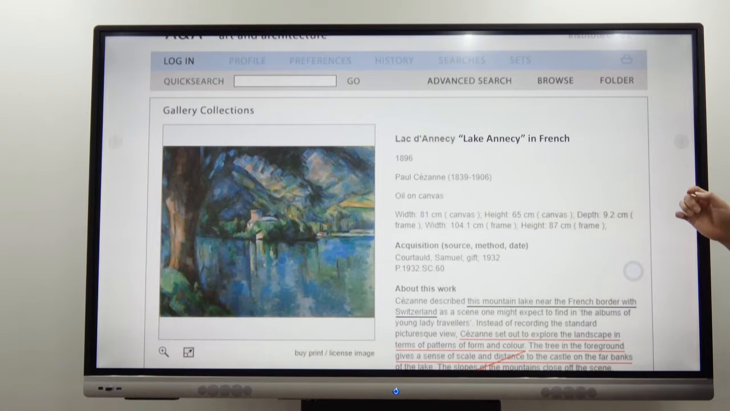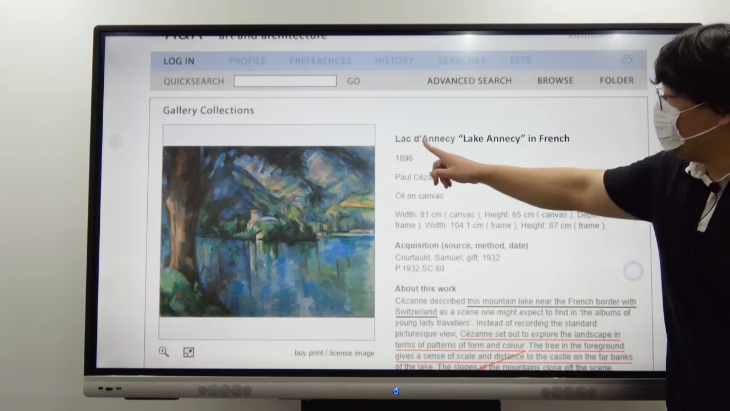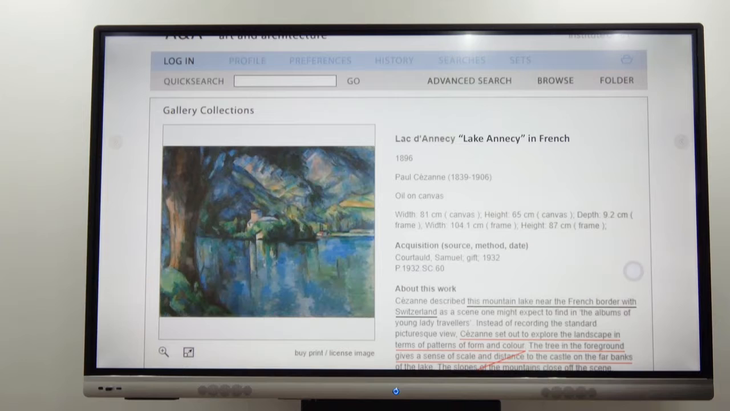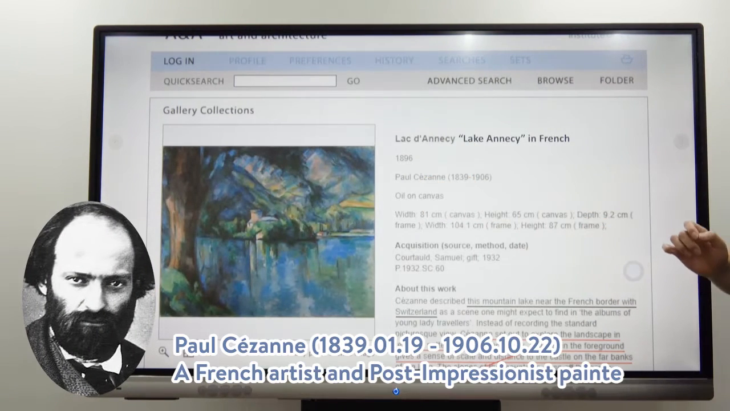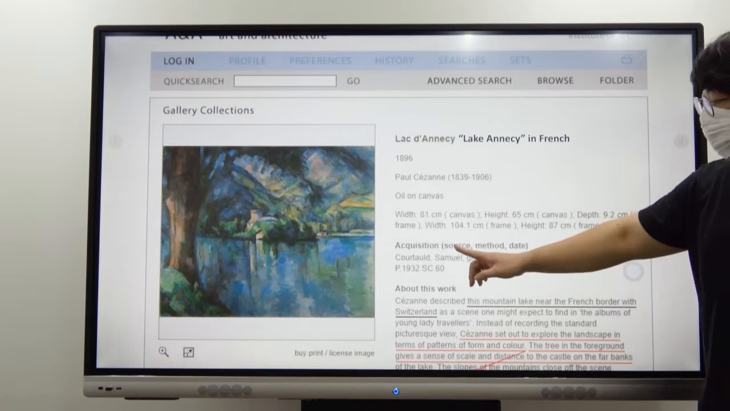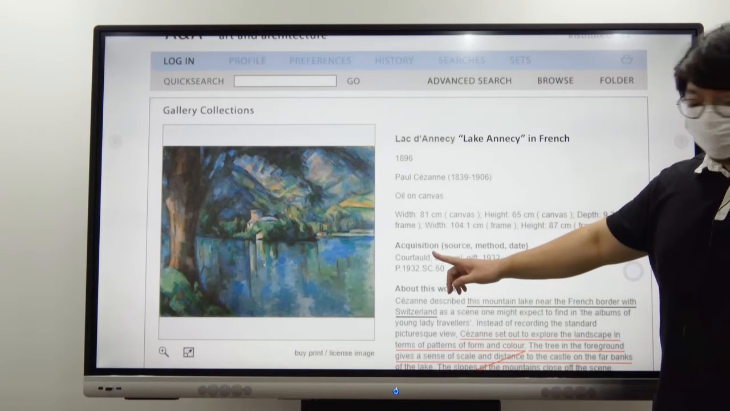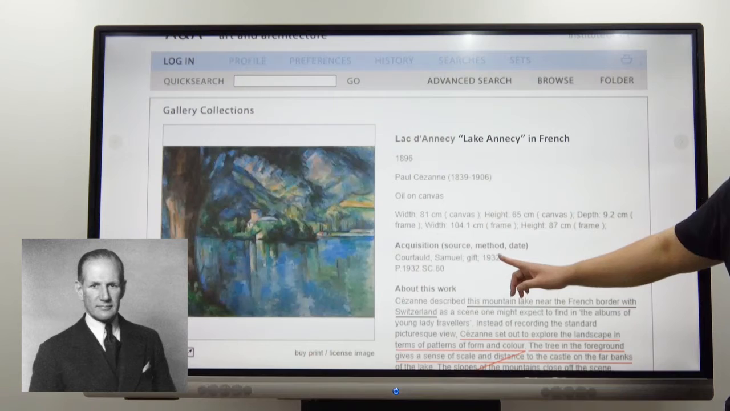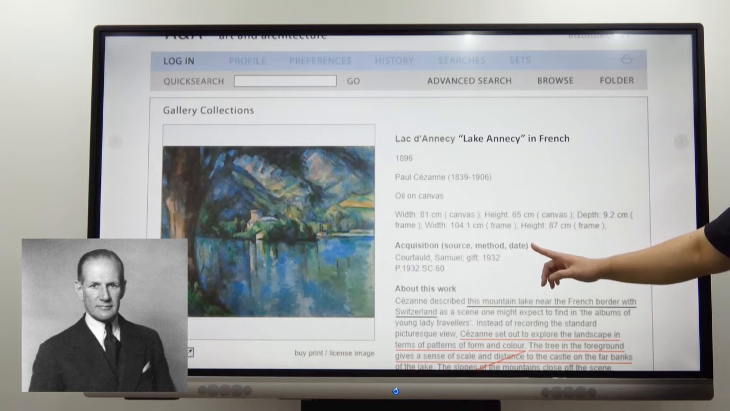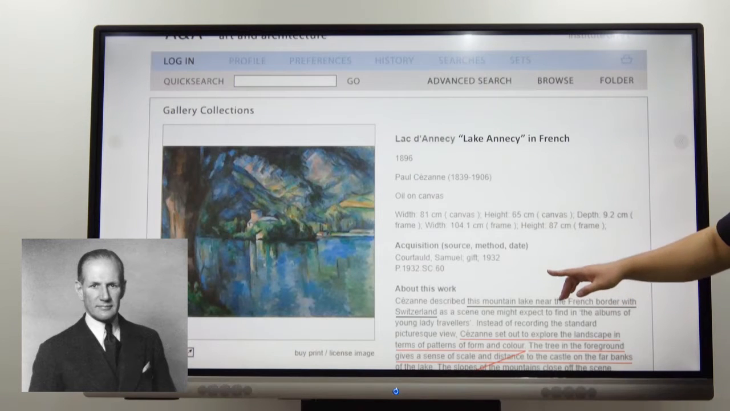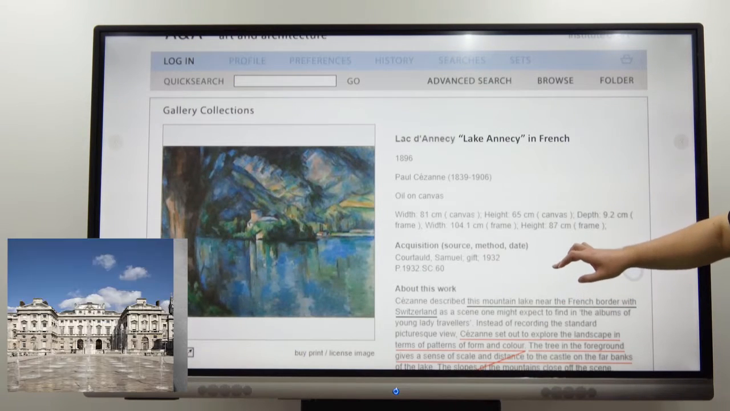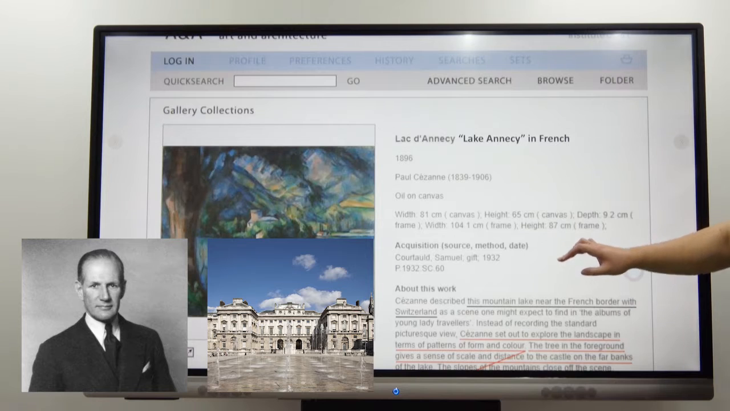This is a landscape painting, Lac d'Annecy, which means Lake Annecy in French. It was painted in 1896 by Paul Cézanne. This painting was acquired by Samuel Courtauld in 1932 as a gift. He's an English art collector, and he also founded the Courtauld Institute of Art in London.